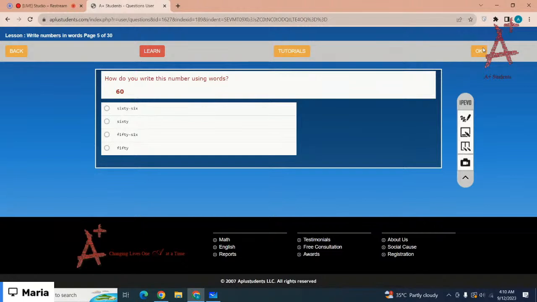How do you write this number using words? So which is the correct option?